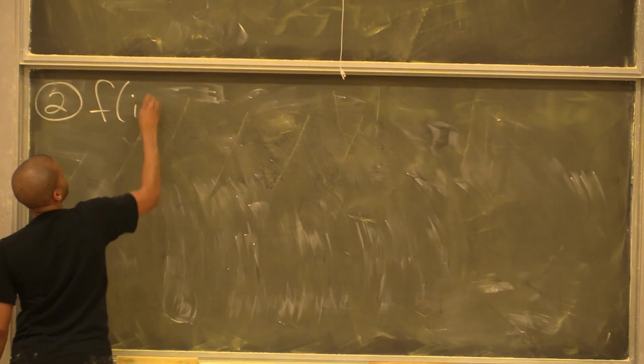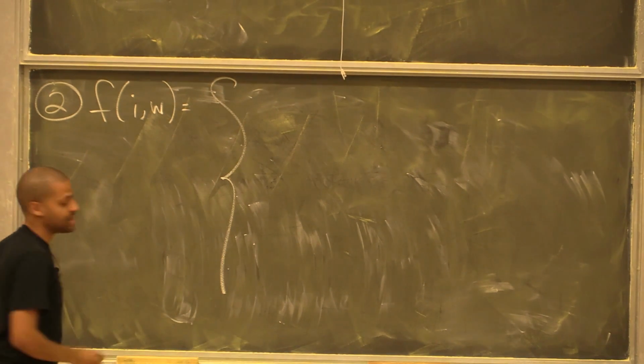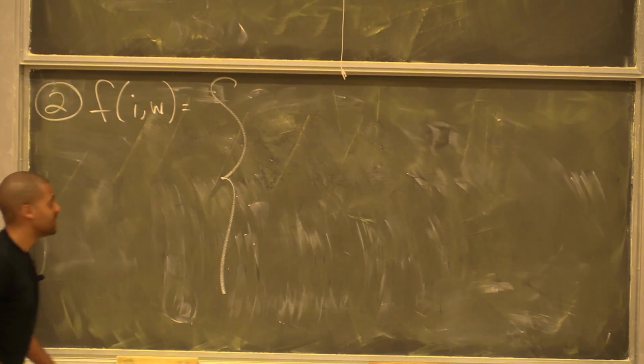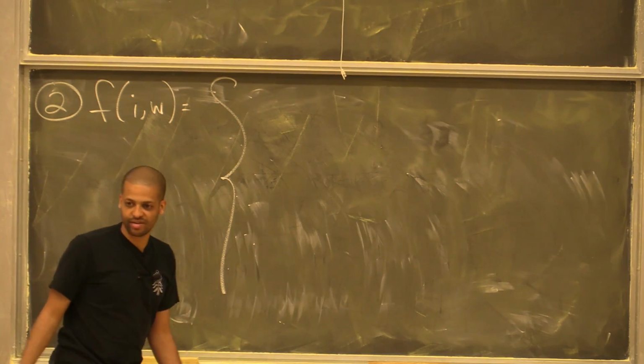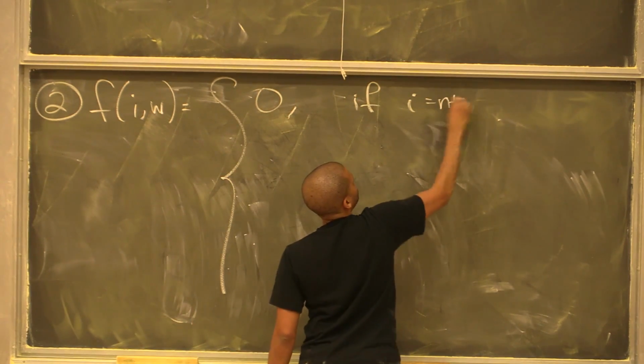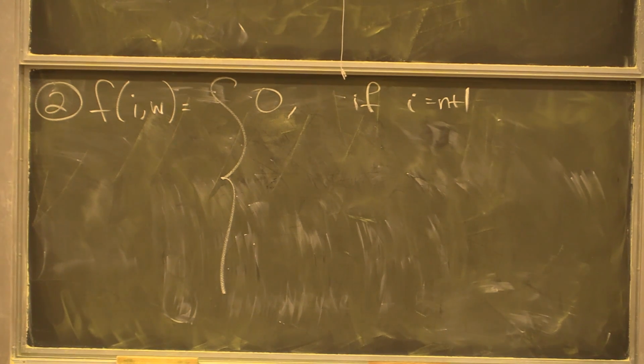So f of i, w, lowercase w, is equal to, what's the base case? The base case is, for example, there are no more items left, in which case the best value I can get is 0. So 0, if i is equal to n plus 1, there are no more items left. Otherwise, I can either choose the item or not choose the item. Now, am I always allowed to choose the item? No, because the item might be too heavy. It might not fit in my knapsack.